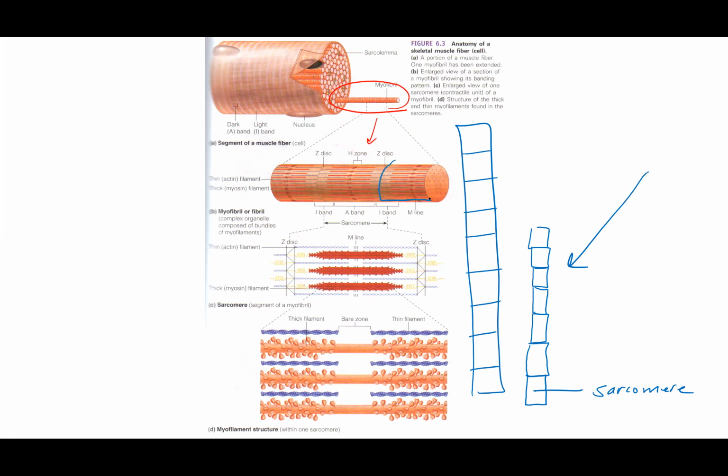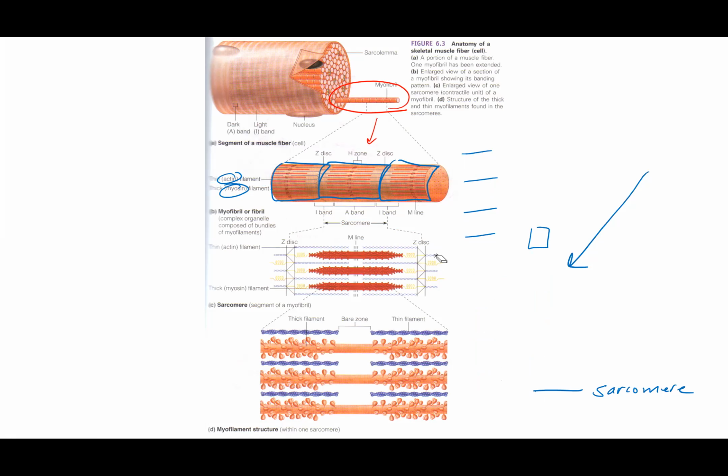So there's a sarcomere, and there's one, and there's one, and so on, the length of the muscle. Inside of each sarcomere, you're going to find the contractile units, the actin and the myosin. Okay, so we're going to look at one sarcomere. We're going to zoom into one sarcomere.